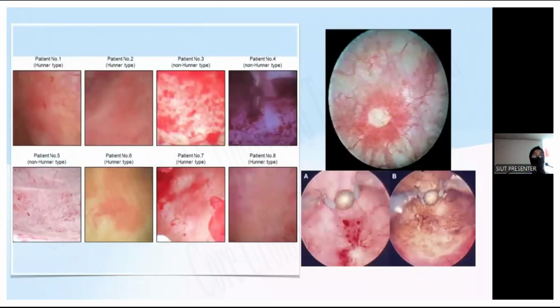This is the representation of the Hunner lesions. These are after hydrodistension of the bladder. We can see small petechial-like spots on the surface of the bladder.